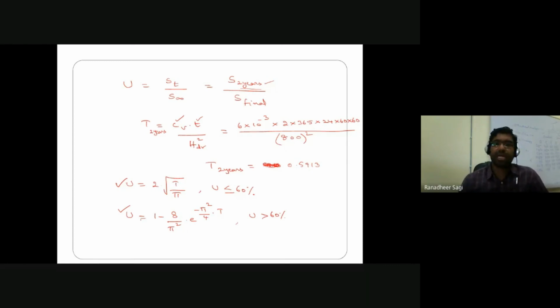So first, blindly start with one expression. Doesn't matter. This is one expression I am saying. This is another expression I am saying. Okay. So let me substitute this T value, that's the time factor value, what we have calculated, in equation 1. In case I start substituting your time factor value in equation 1, that is U is equal to 2 into under root T by pi. So that is nothing but 2 into, what is your time factor value which we have? 0.5913.